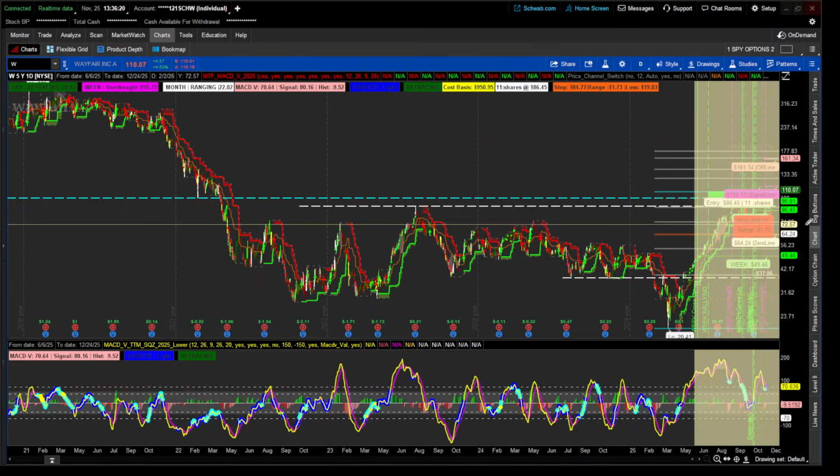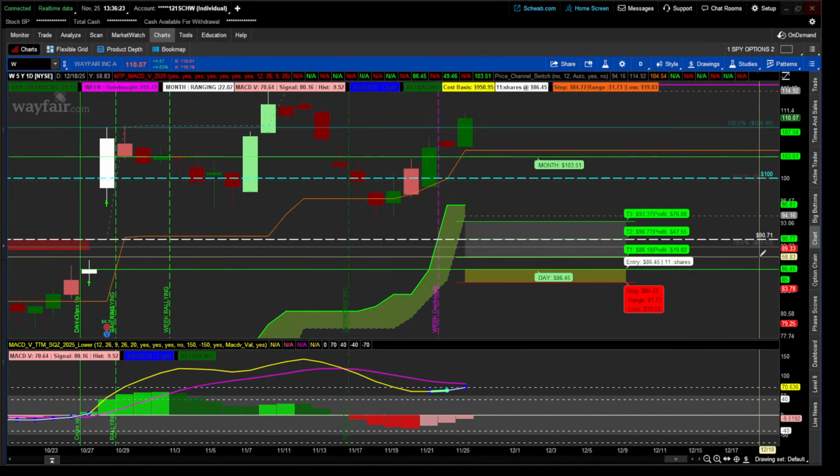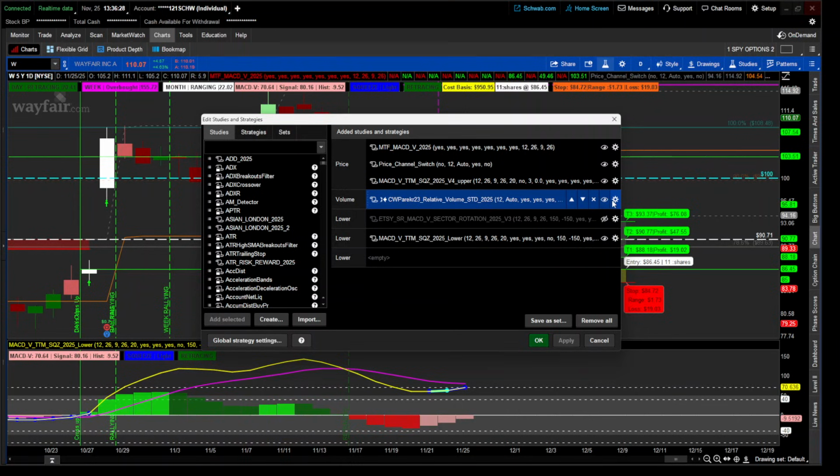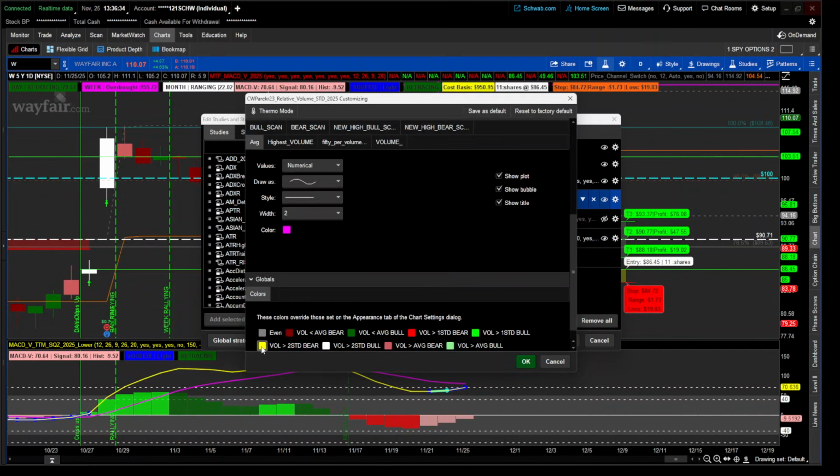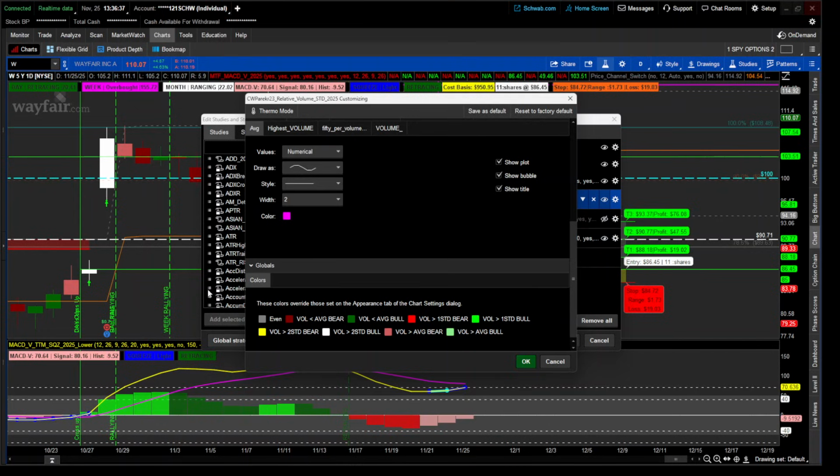But the volume in it is light. That's why you got these dark green shades right here. So we go into our actual volume indicator. I can click on the globules. So if it's even, the candle itself will be gray. Volume below average, volume below average bull, volume above one standard deviation bear, and volume above one standard deviation bull, volume above two standard deviations, bull or bear, and those are the colors of the candles right there.